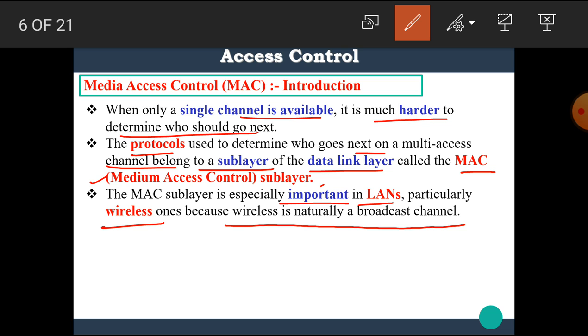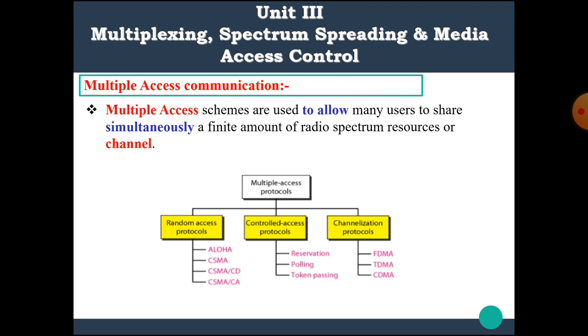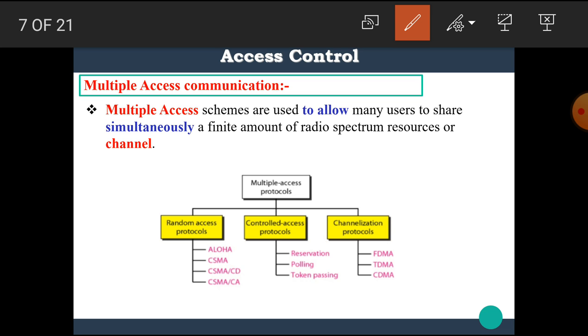That means generally the media access control protocol is used for wireless connections. Now, let's see further details about media access control. For that purpose, we have to understand multiple access communication. The multiple access schemes are used to allow many users to share simultaneously a finite amount of radio spectrum, resources or channel. That means in multiple access communication, multiple users can use a channel for their communication.